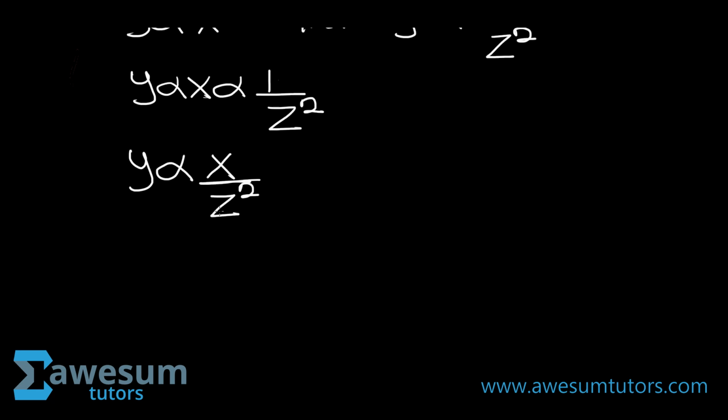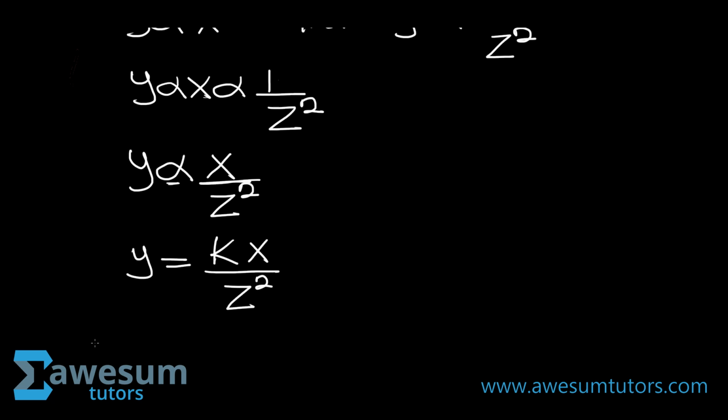Now when you have this, the first thing you want to do is to take away the sign of proportionality. When you do that, you have to introduce a constant. So I will say y equals, because I'm taking away the sign of proportionality, I change it to equals, and then I'll put a constant. Let me use my constant to be k. So that's kx over z squared. Take note, my constant is at the top.